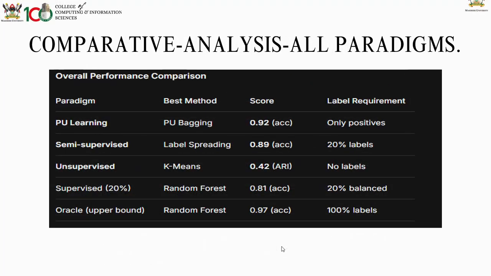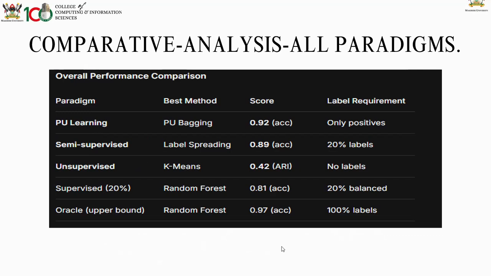Then the comparative analysis: we see PU learning, semi-supervised learning, unsupervised learning, and then supervised with 20%. We see the best method with PU learning is PU bagging, with an accuracy of 0.92. Then for semi-supervised learning, the best method is label spreading, with an accuracy of 0.89.